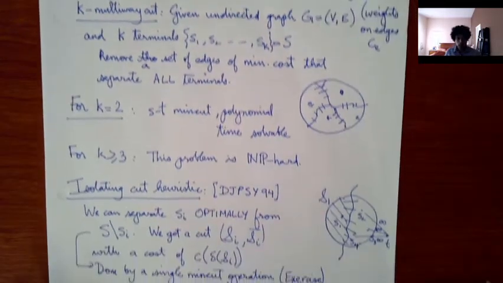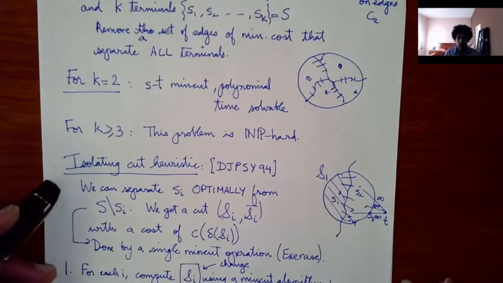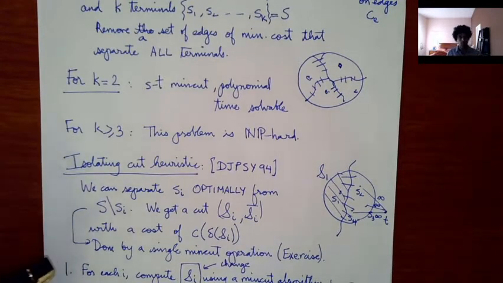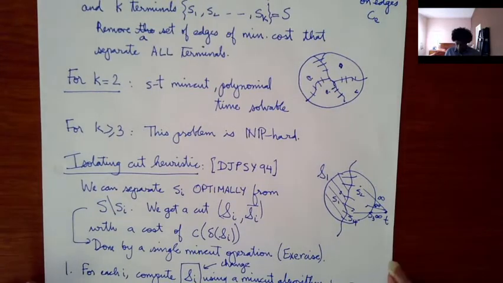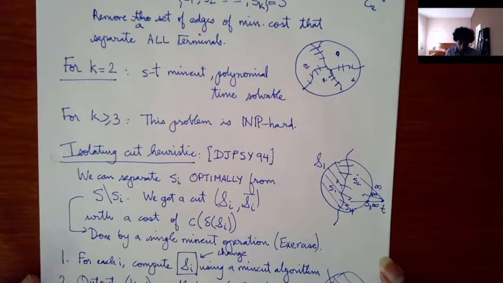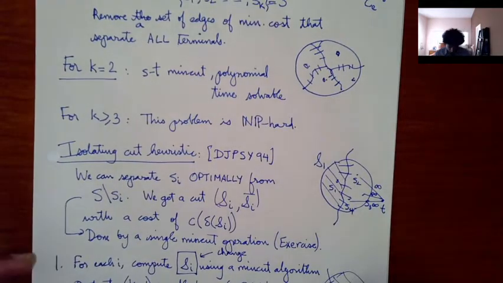The first thing we discussed in the last lecture is there's a fairly simple heuristic called the Isolating Cut Heuristic. It's a simple algorithm which just basically runs a bunch of min cuts, and that gives a 2 approximation, or a 2 times (1 minus 1 over k) approximation.